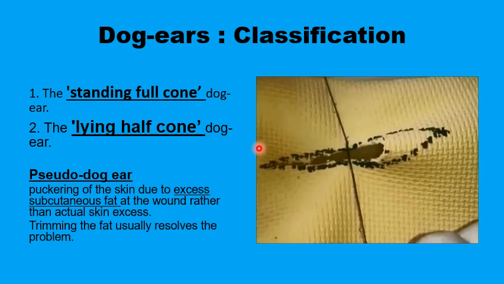The other type, the half cone, is due to discrepancy in the length of the 2 lips of the wound. Like if one wound edge is much longer than the other, then there will be a redundant part of the skin forming a half cone. These types should be differentiated from pseudo-dog ears, in which there isn't actually excess skin, it's just the puckering is due to the subcutaneous excess fat, and it can be sorted out by removing the subcutaneous fat or partially and without excision of any skin.